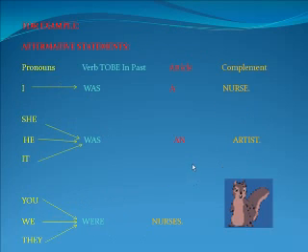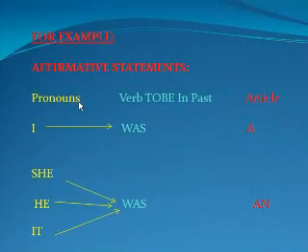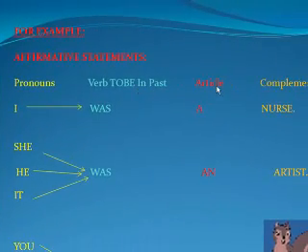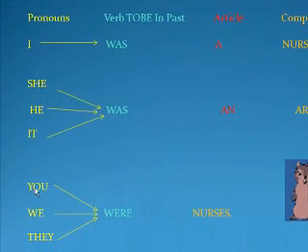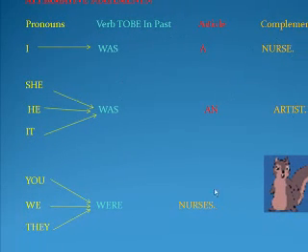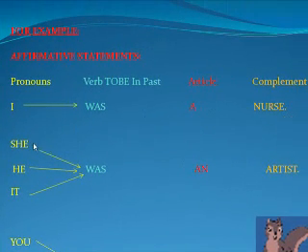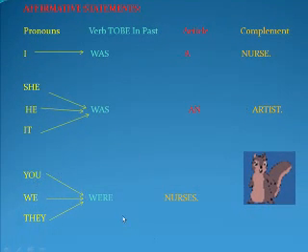For example, affirmative statement. Pronouns, verb to be in past, article, complements. Pronouns I, she, he, it, you, we, they. Verb to be in past: was, were. Article: a, an. Complement: nurse, artist, nurses. I was a nurse. She was an artist. He was an artist. It was an artist. You were nurses. We were nurses.